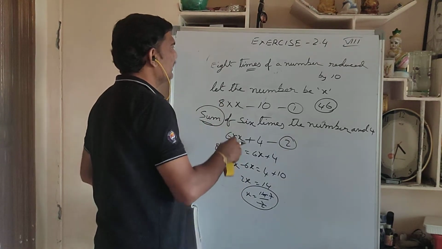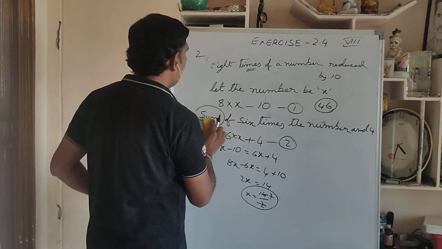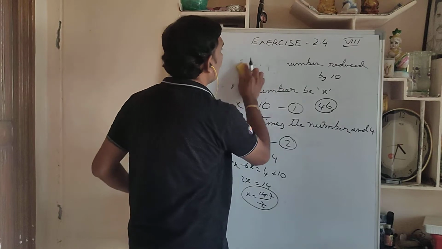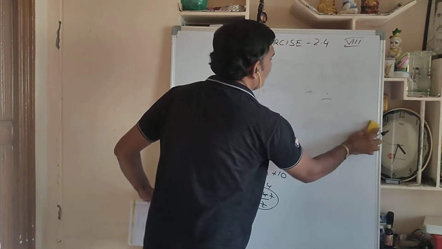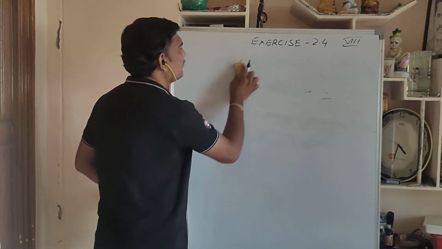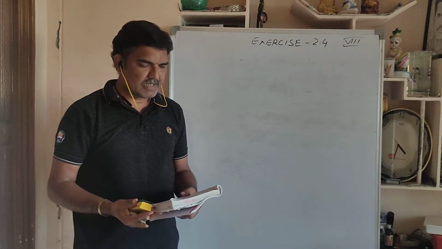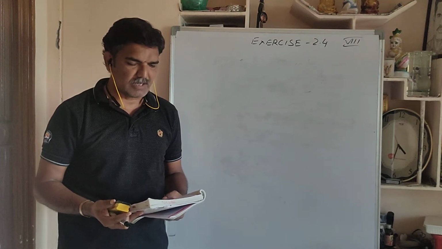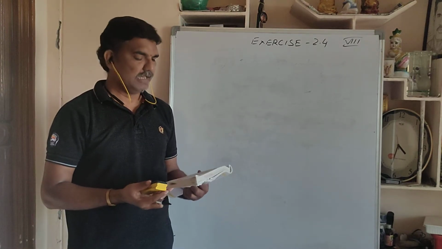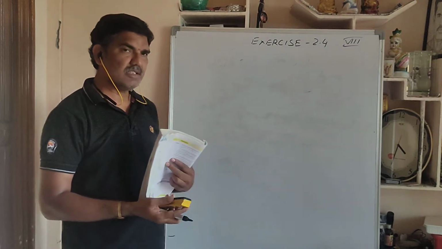This is in exercise 2.4, second answer. Now we'll go for the next problem. What is the next problem? See it here. I'll read the question. A number consists of two digits whose sum is 9.